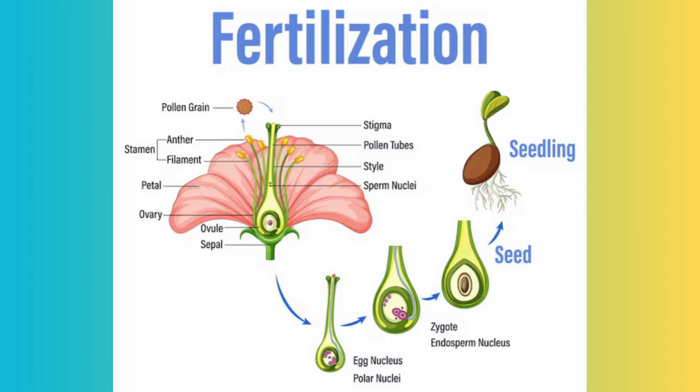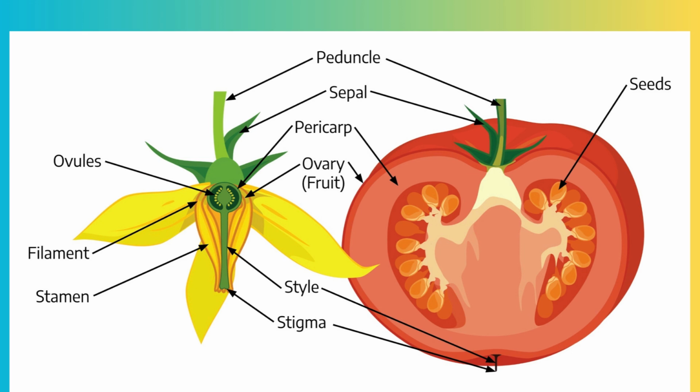One sperm cell fertilizes the egg to form a zygote, and the second sperm cell fuses with the polar nuclei to form the endosperm, which provides nutrients for the developing embryo. Seed and fruit development. The zygote develops into the embryo, and the ovule matures into a seed. The ovary surrounding the ovule develops into the fruit that encloses the seed.